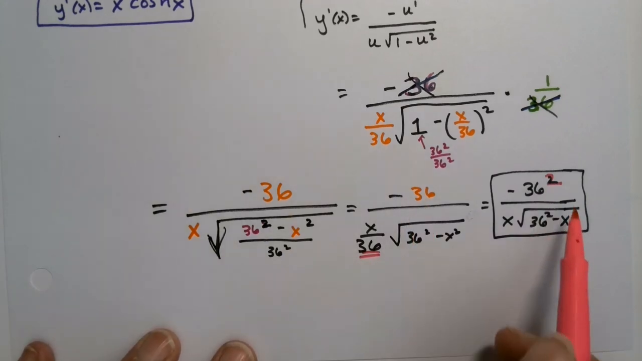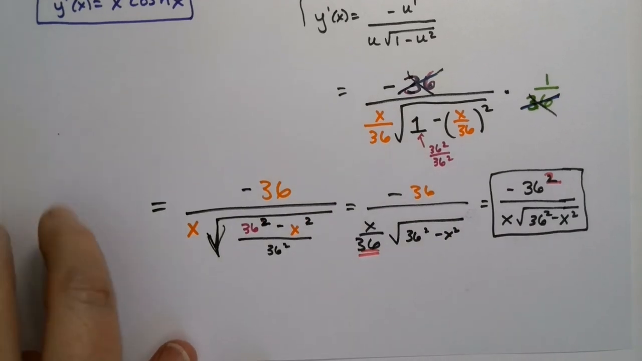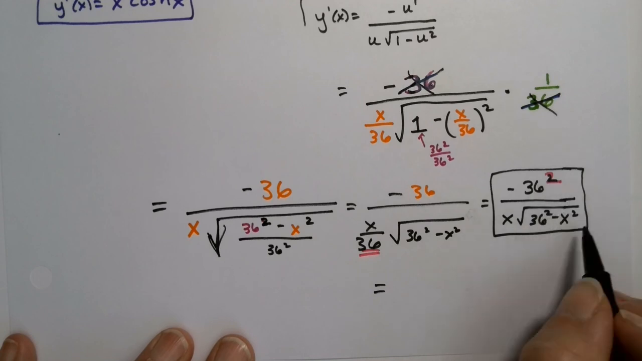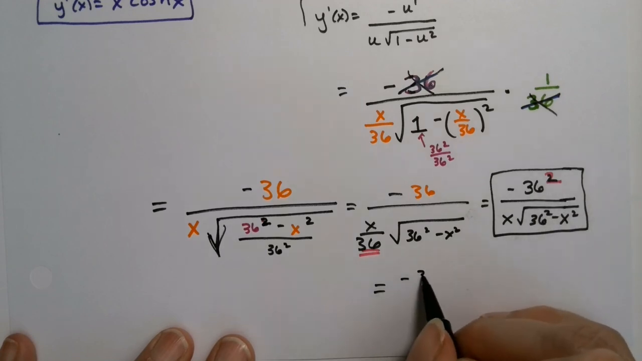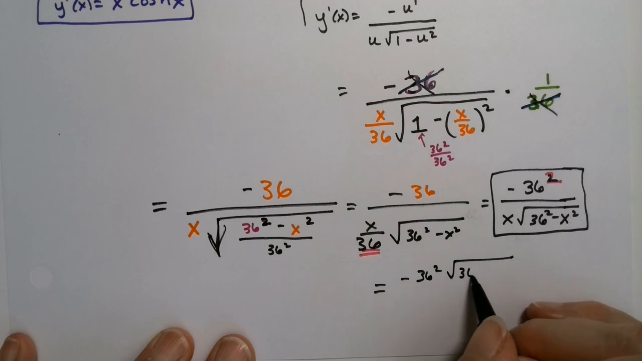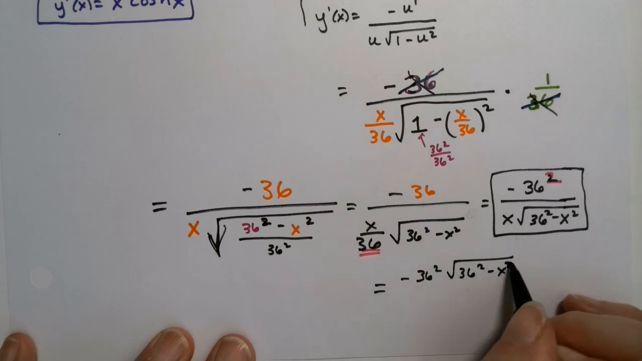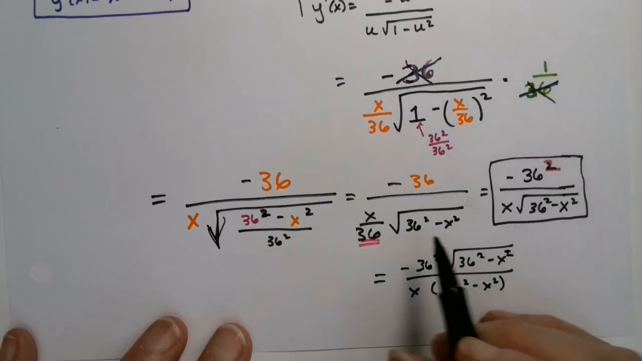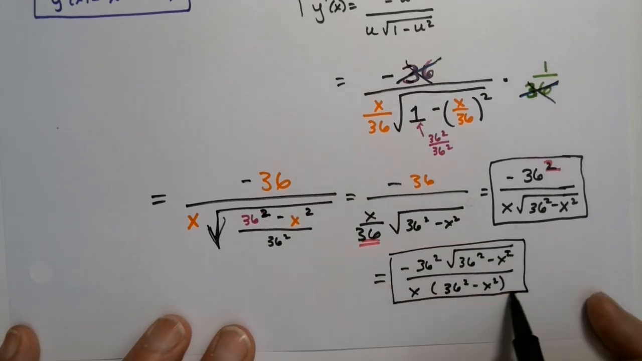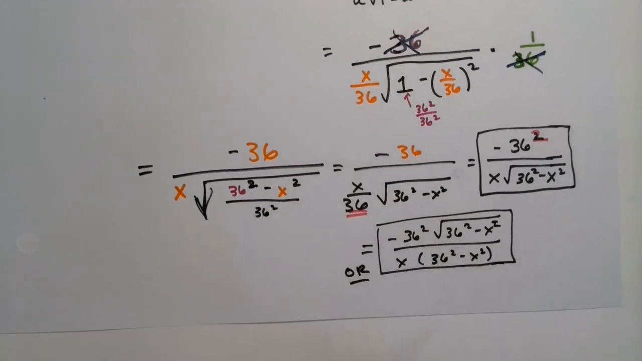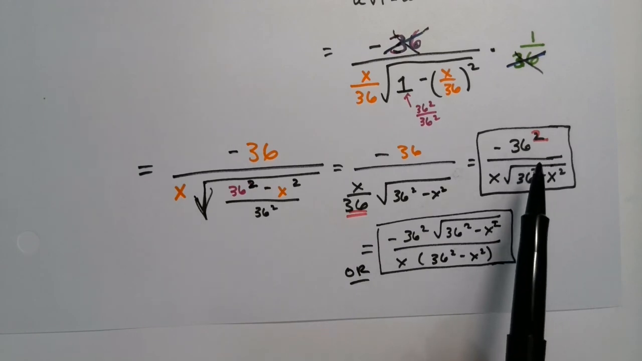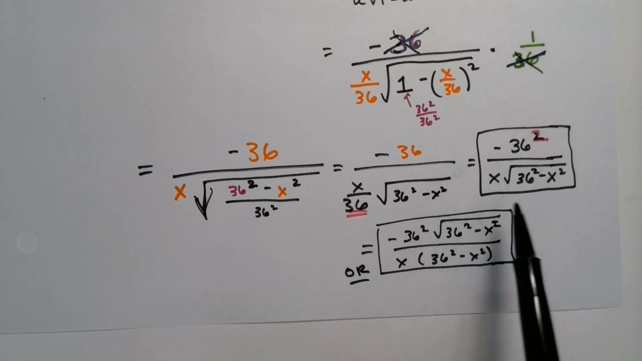Now, technically, you could rationalize, but why bother? Well, all right, you talked me into it. If you want to rationalize, you multiply both the numerator and denominator by that square root. It'd be negative 36 squared times the square root of 36 squared minus x squared, all over x times 36 squared minus x squared, like that. And if you're tempted, you can find what 36 squared is. It's not going to really change the bulk of the problem, though.